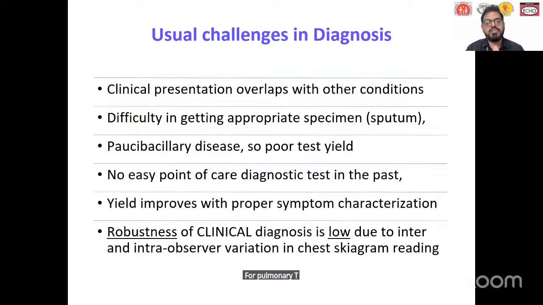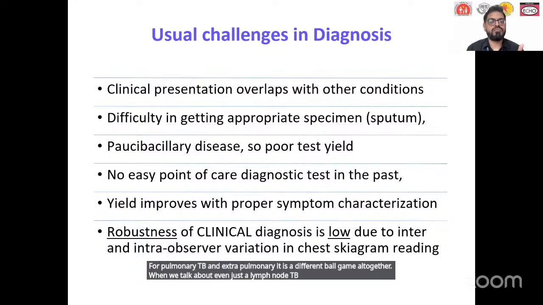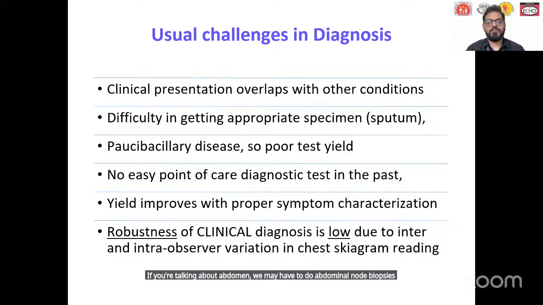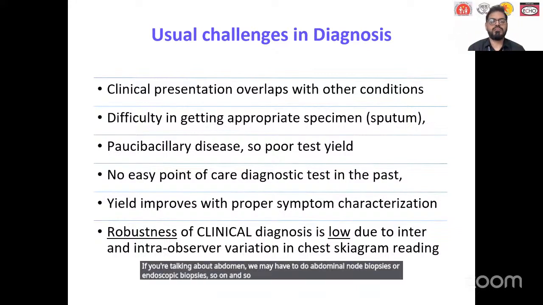And extrapulmonary is a different ball game altogether. When we talk about even just lymph node TB, we have to go invasive, either an FNAC or a lymph node biopsy. When we talk about CNS, it is CSF examination, that is, we have to do a lumbar puncture. If you're talking about the abdomen, we may have to do abdominal node biopsies or endoscopic biopsies, and so on and so forth. So it is a difficult process when we talk about EPTB. That is why, when we have a proper characterization of symptoms and the patient fits into a diagnosis of presumptive TB, then after labeling the child as presumptive pulmonary TB, we go one step ahead.